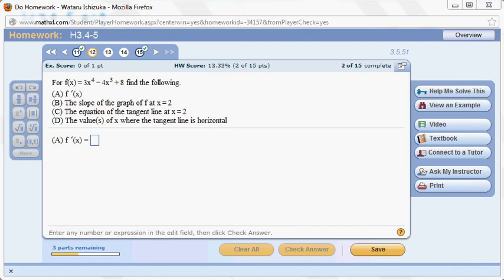Okay, let's look at the homework 3.4, 3.5, number 12. We have a function, it's a polynomial function, f of x equals 3x to the fourth minus 4x cubed plus 8. Then we have to answer a series of questions. So let's do that.